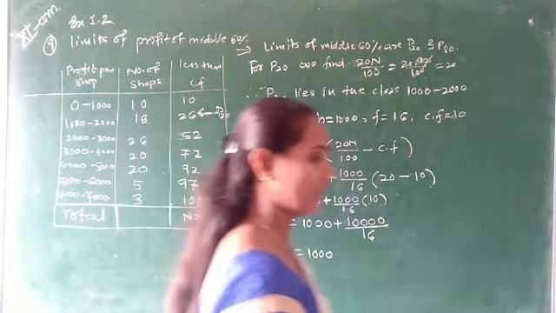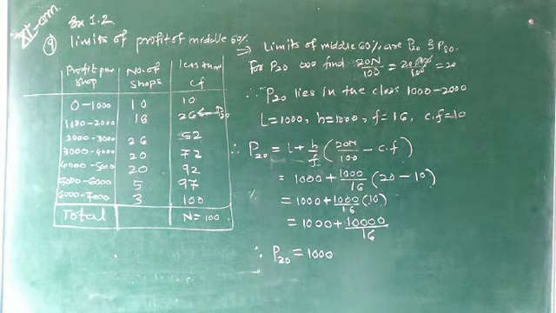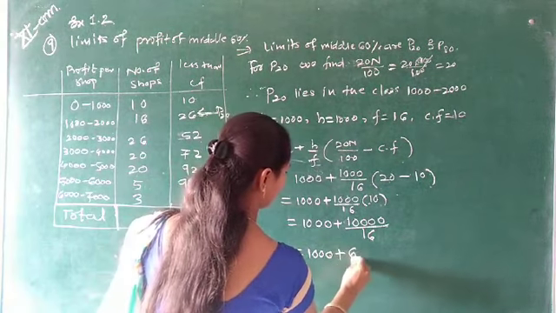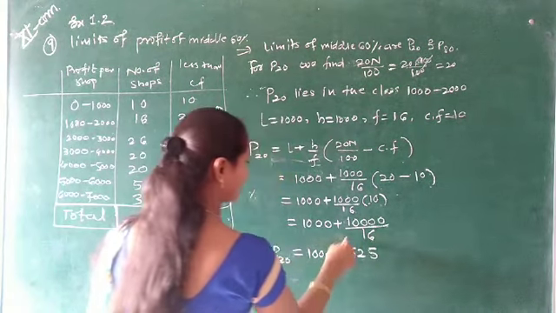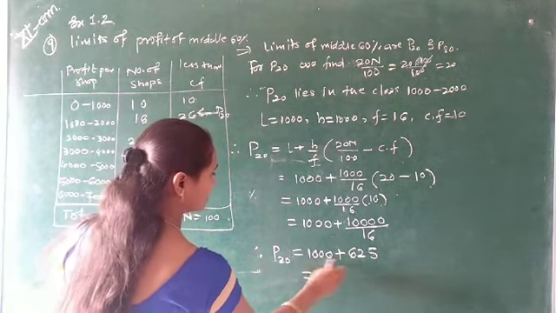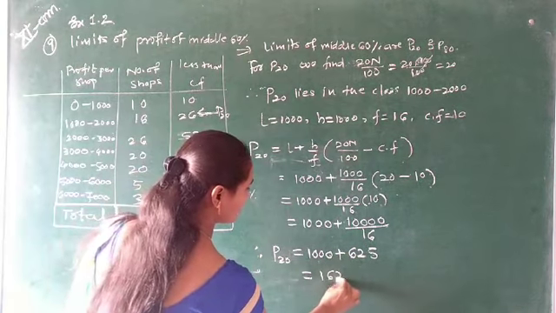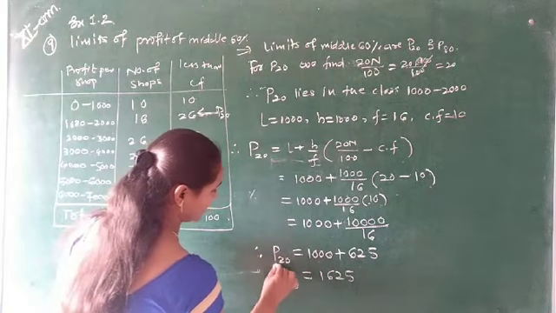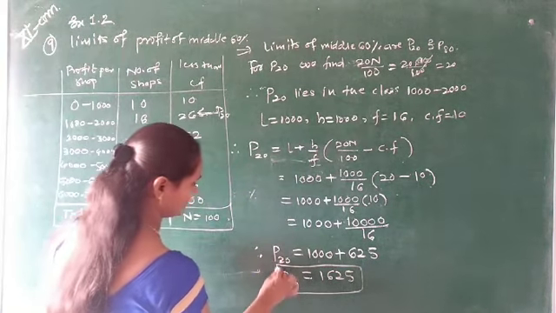Therefore, P20, the approximate value of this is 625. If we take the calculation, then we will get this value. Then 1625, that is 1625. This is the value of P20.